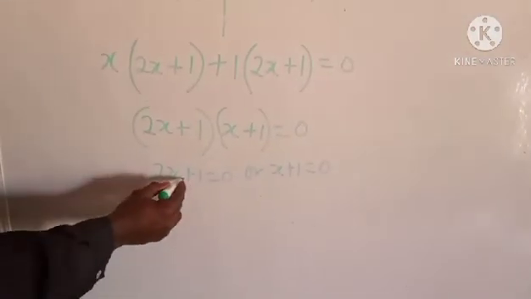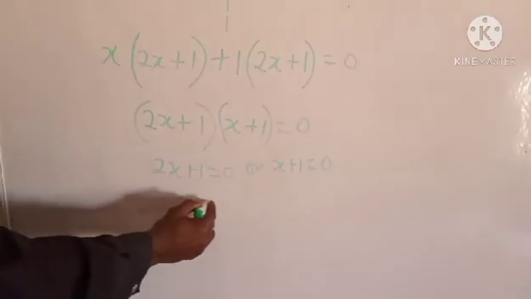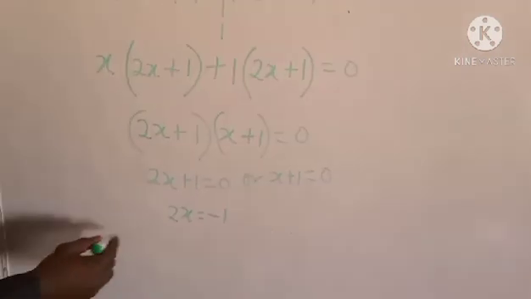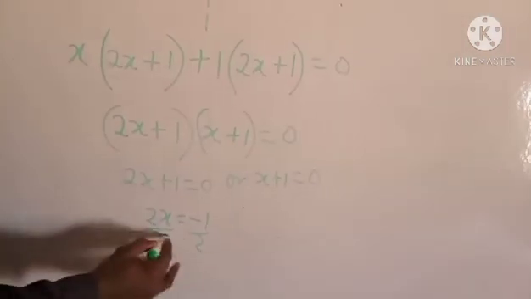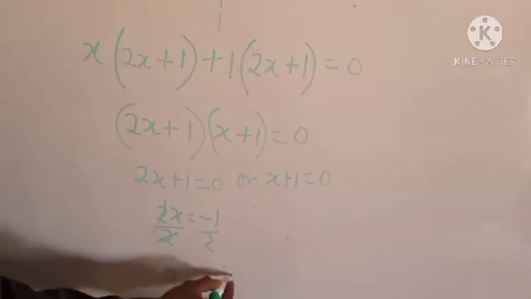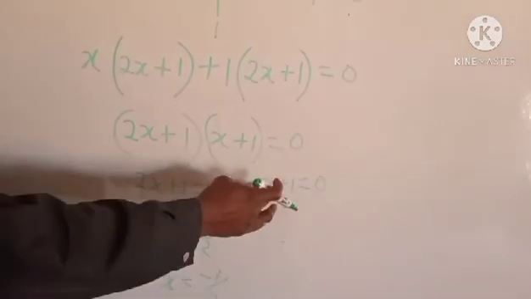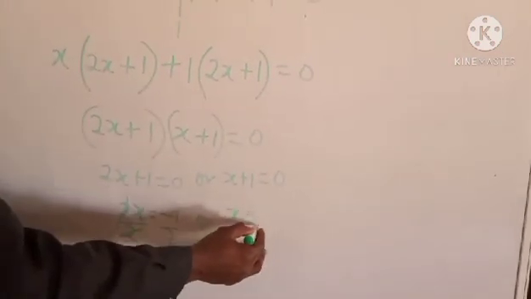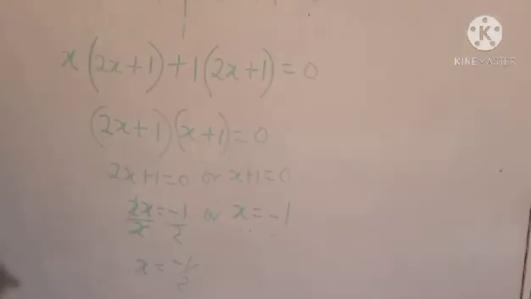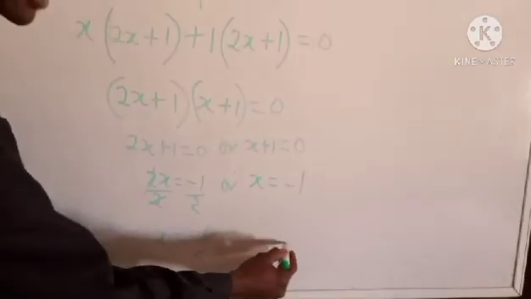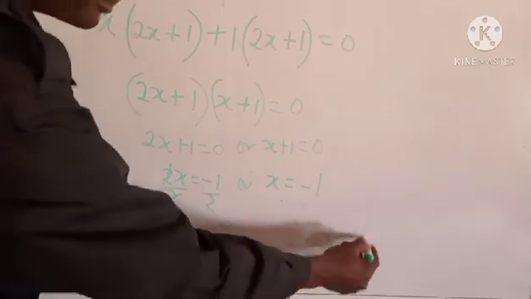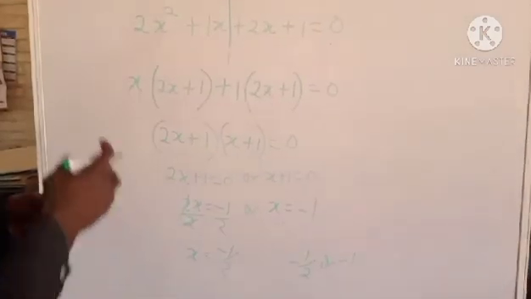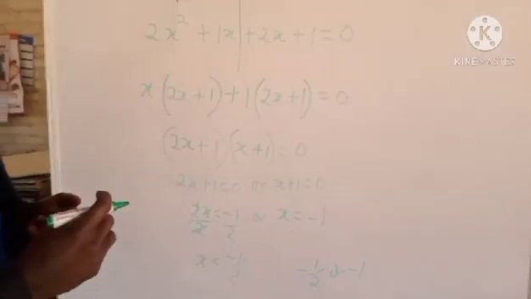Making x the subject and plus 1 crossing over, 2x is minus 1. When plus 1 crosses over, it becomes minus 1. On dividing both sides by 2 gives x as minus 1 over 2. On the other side, when x plus 1 is equal to 0, if plus 1 crosses over, x is equal to minus 1. So the roots of this equation are minus 1 over 2 or minus 1. I believe you have understood this explanation. This is just solving quadratic equations by factorization.